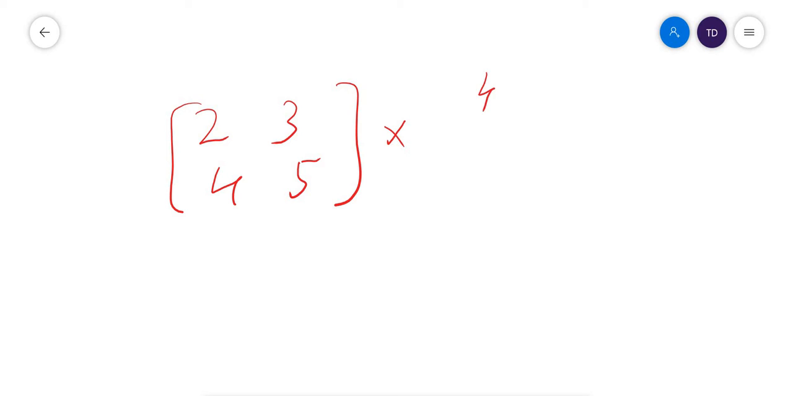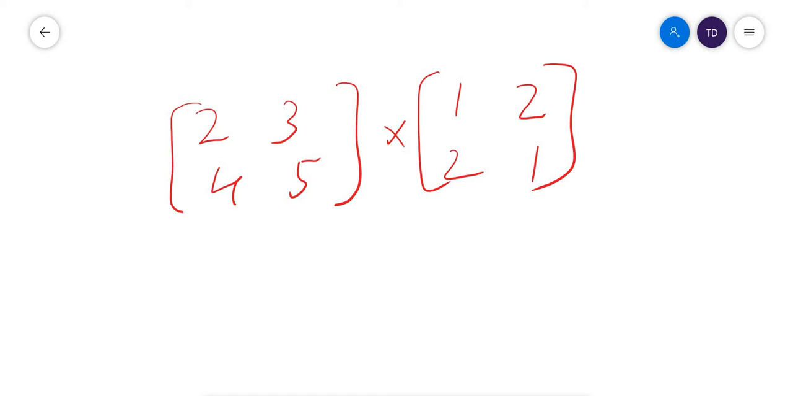So how do you multiply? This is the machine learning math we are discussing. How do you multiply two matrices or two second order tensors? I am taking a simple one. This is 2, 3, 4, 5 into another one. I will take smaller numbers so it would be easy: 1, 2, 2, 1.